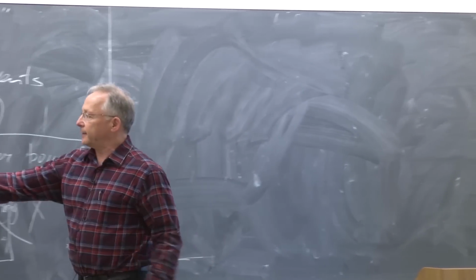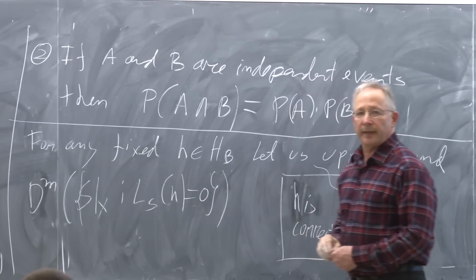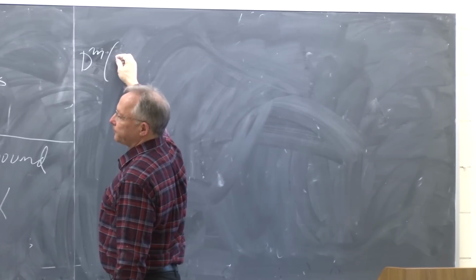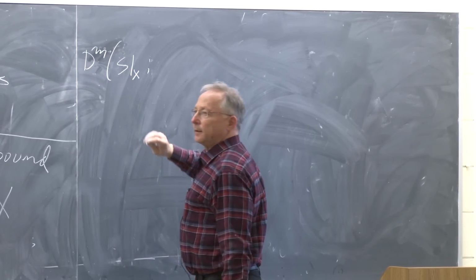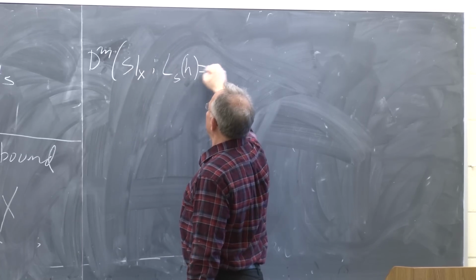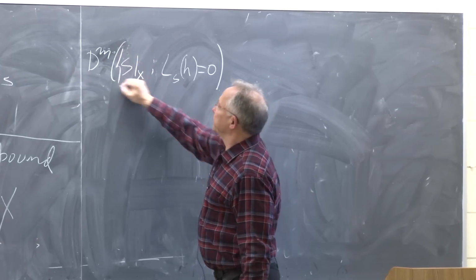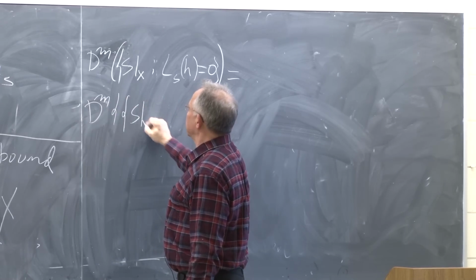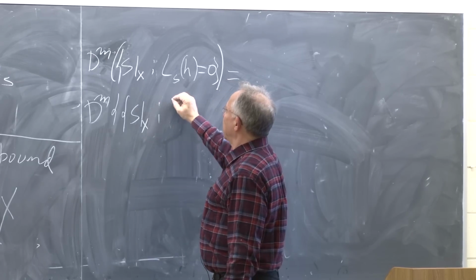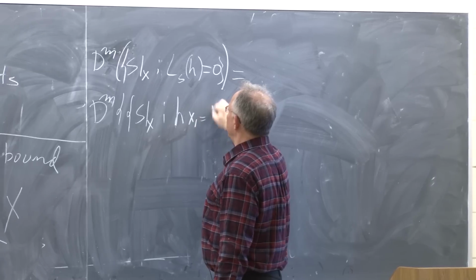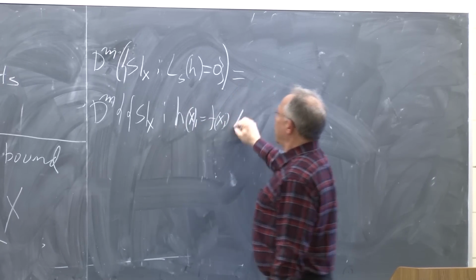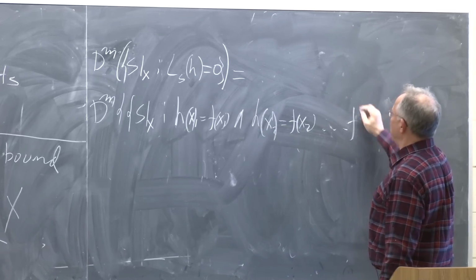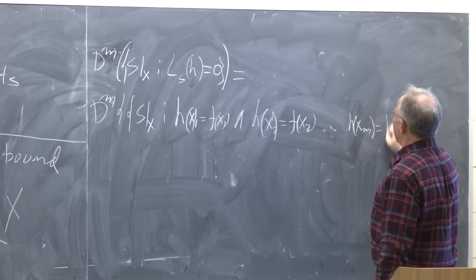Now what will happen when I take a sample, and on the sample, H is always right. So I'm saying that the probability of the set of all samples on which I don't make any error equals the probability of the set of all samples such that H of x1 equals f of x1, and H of x2 equals f of x2, all the way up to H of xm equals f of xm.